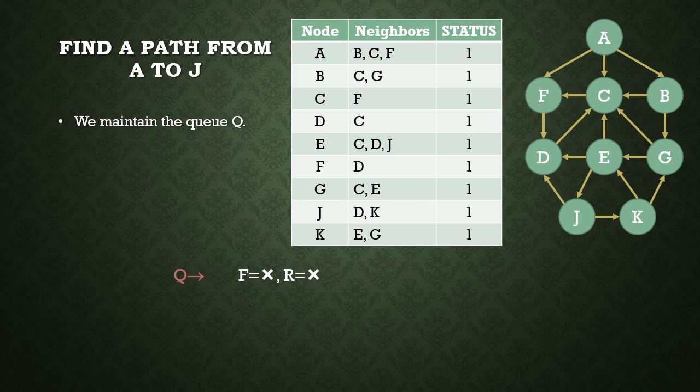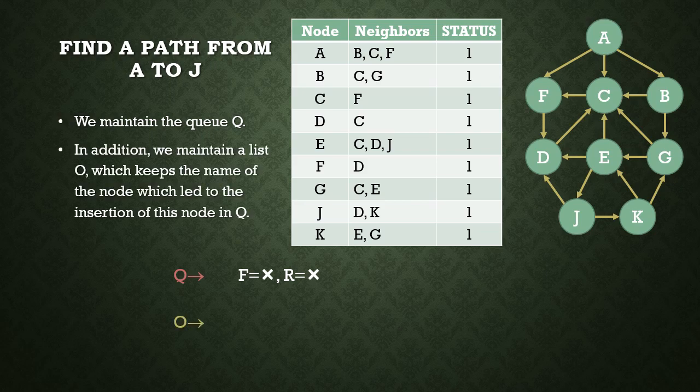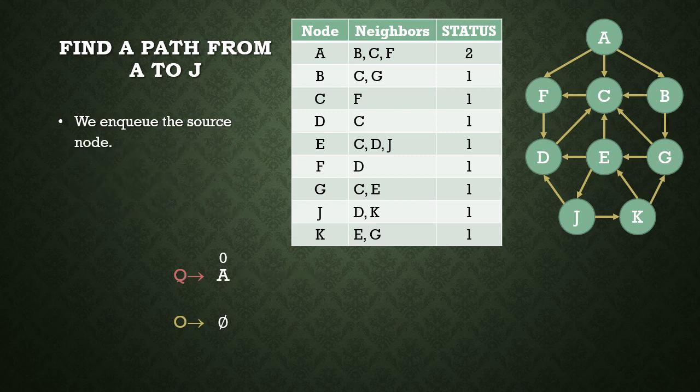We maintain a queue called queue. In addition, we maintain a list O for origin, which keeps the name of the node which led to the insertion of this node in queue. We enqueue the source node. We are asked to find a path from A to J. So A is the source node. We put A in queue at index 0. The corresponding entry for the source node in O is always null. So you can see that the corresponding entry for A in O is null.